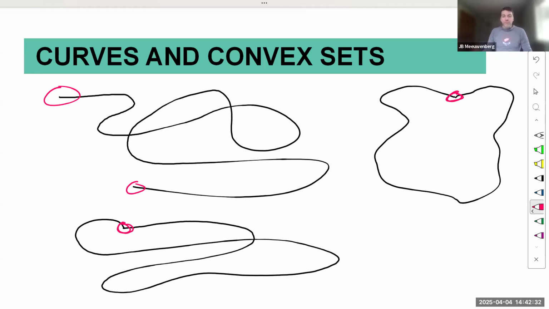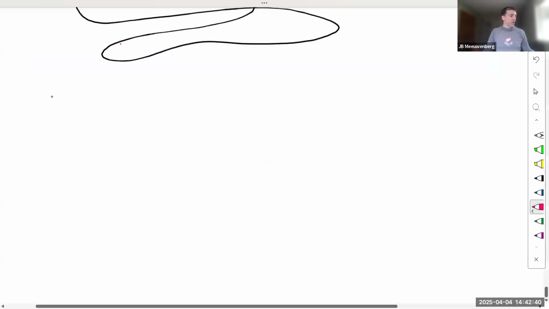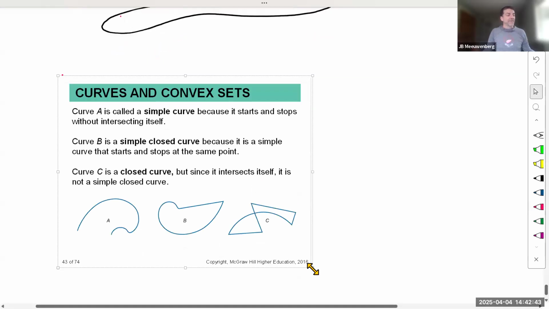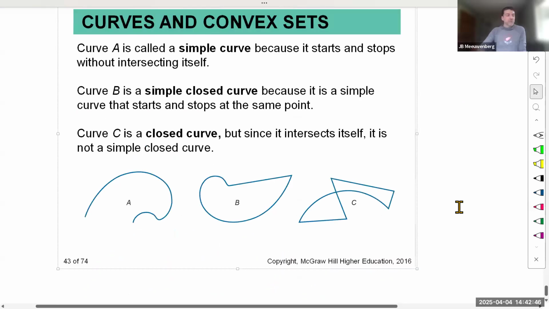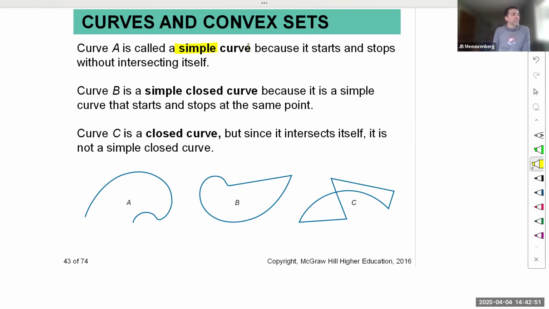So those three different situations all have names, and you'll need to be able to identify those. The first one is called a simple curve. In the examples you see down here, curve A is a simple curve. What's the unique information about it? It starts and stops without intersecting itself.